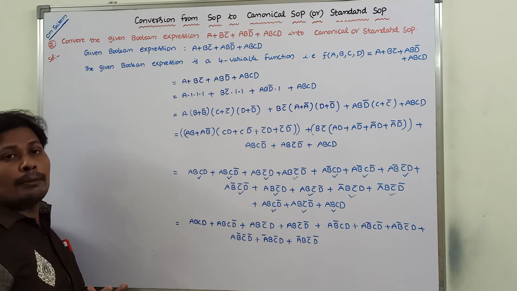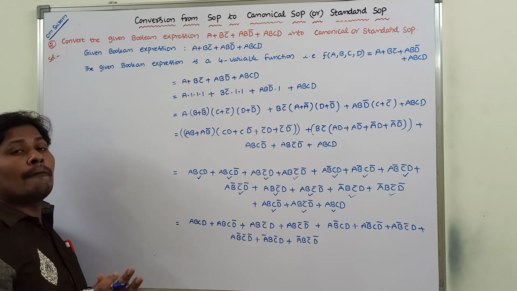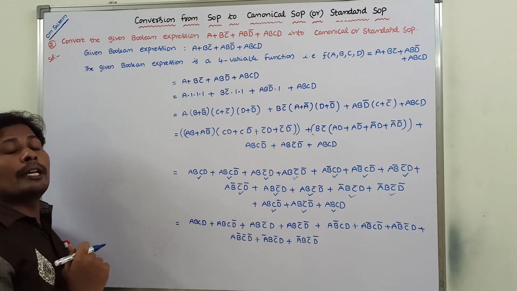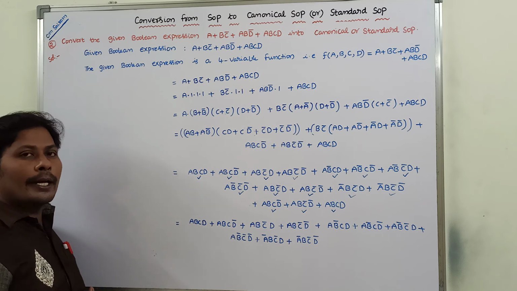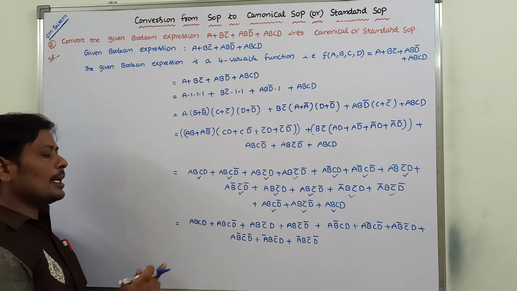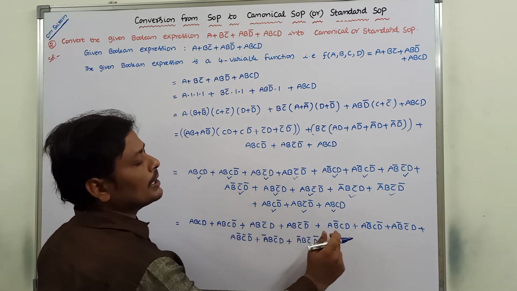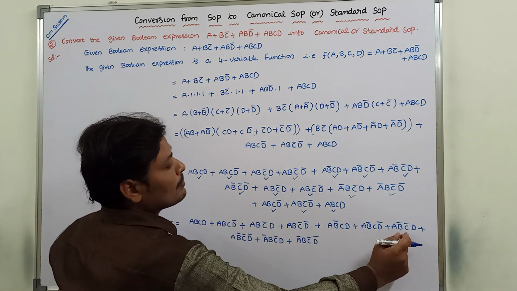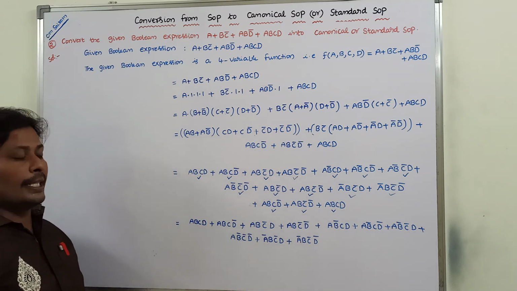Min term is nothing but a product term which contains all the variables of the given Boolean function either in complemented form or in uncomplemented form. So this is min term, this is min term, this is min term, all are min terms.